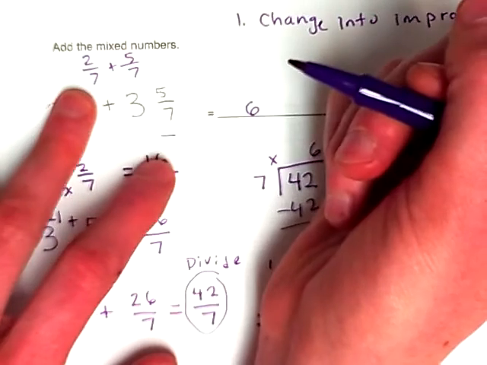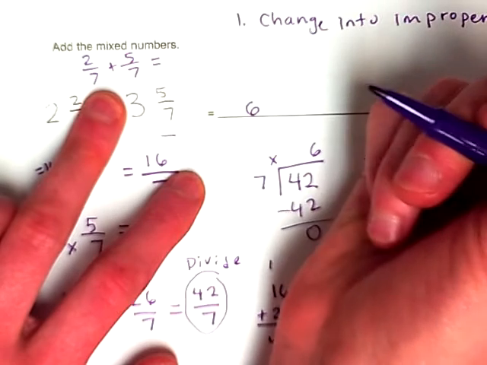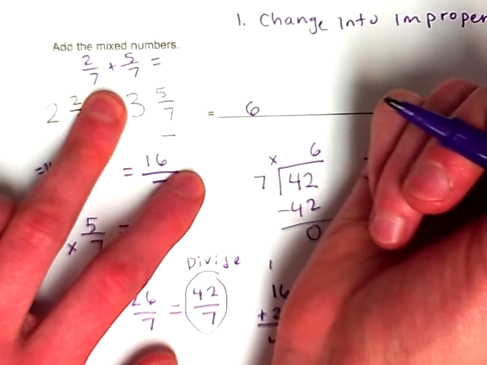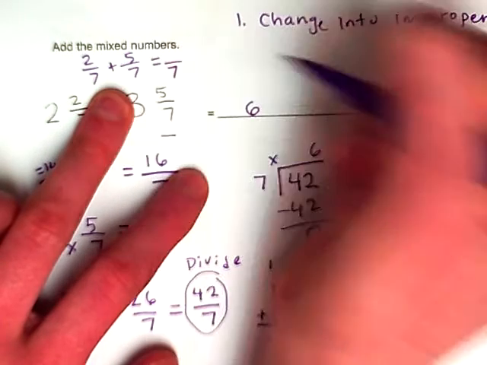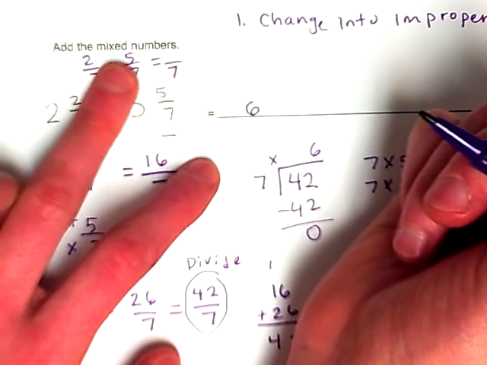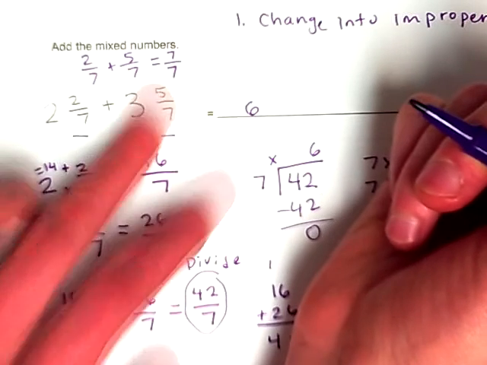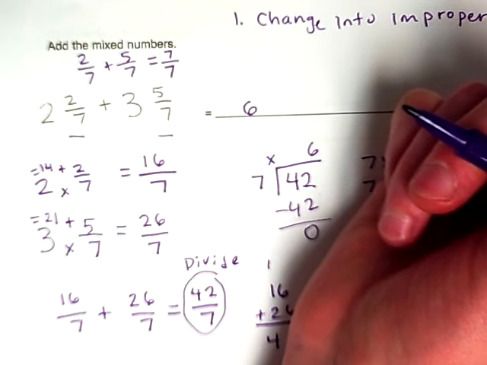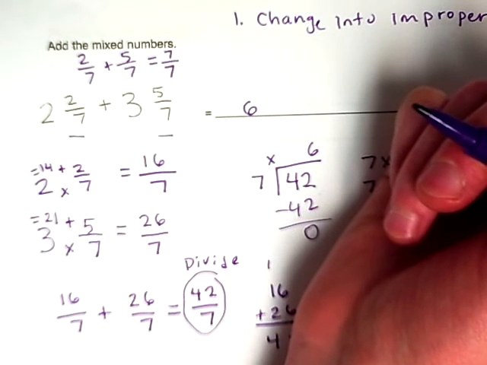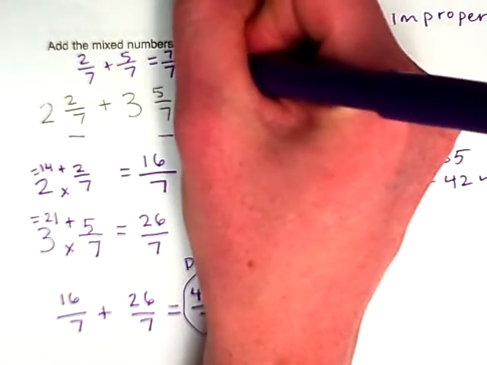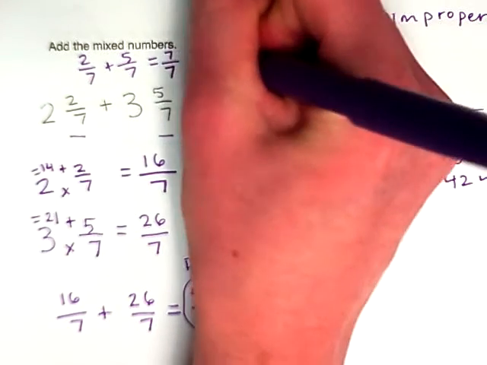And then if you remember the rules of adding fractions, the denominator stays the same. And then you just add the numerators. So 2 plus 5 is 7, so I get 7/7. If you remember from other videos, any number over itself is just equal to 1. So 7 divided by 7 equals 1.